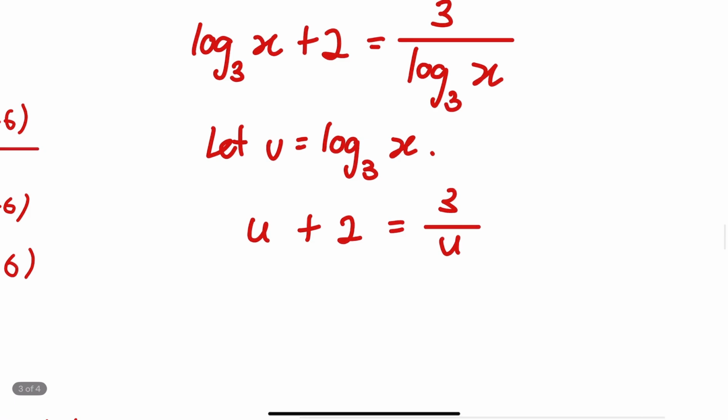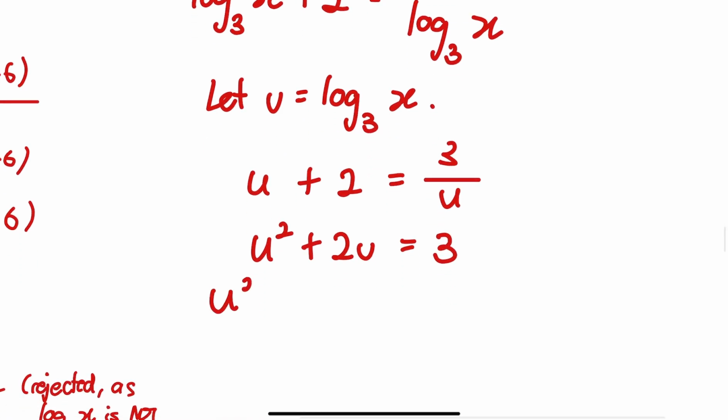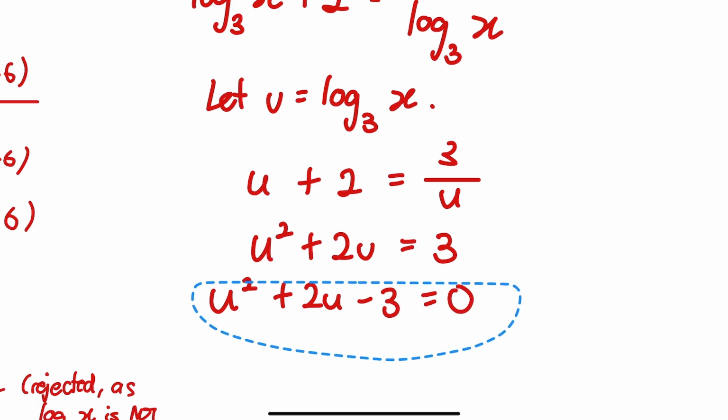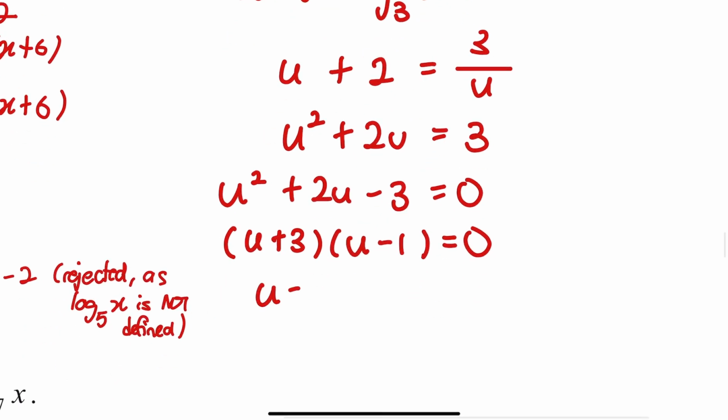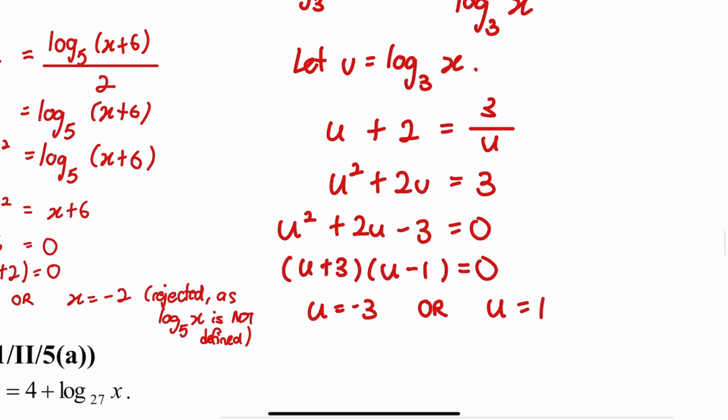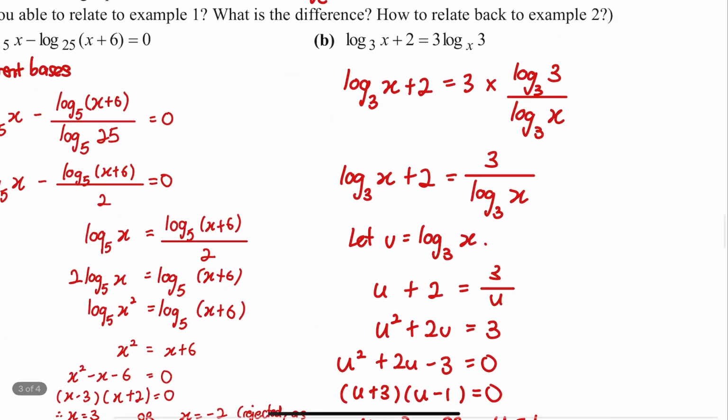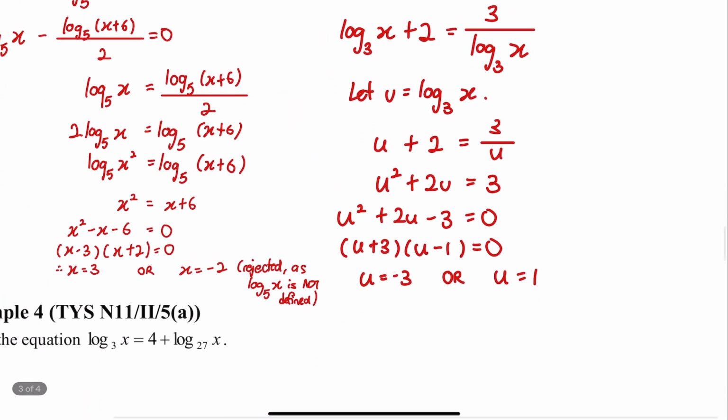By getting rid of the fraction, I multiply u on both sides, I'll get u squared plus 2u equals 3. Therefore, u squared plus 2u minus 3 is equal to 0. Okay, so from here I'll get this quadratic equation. By factorization, I can solve this to get u plus 3 times u minus 1 equals 0. Therefore, this means that u is equal to negative 3 or u is equal to 1. And remember, this question says solve the equation, means I want to find out what is x. So finding out what is u is not enough.